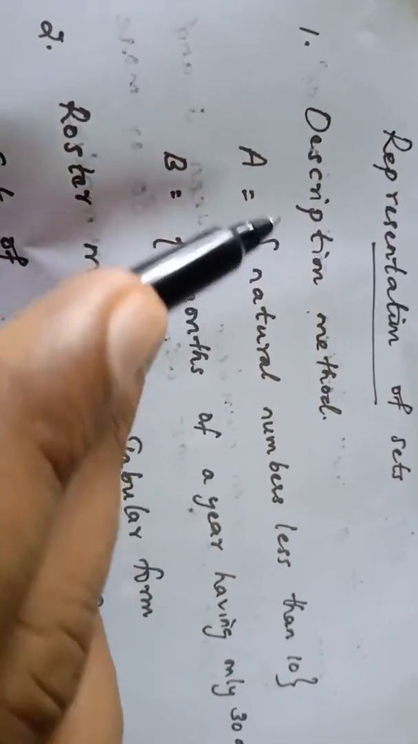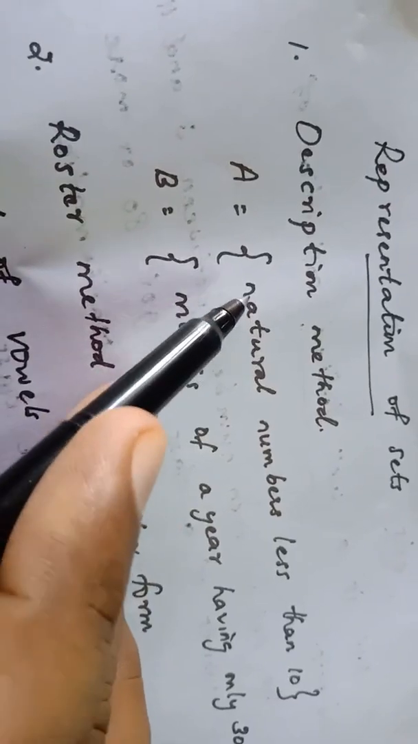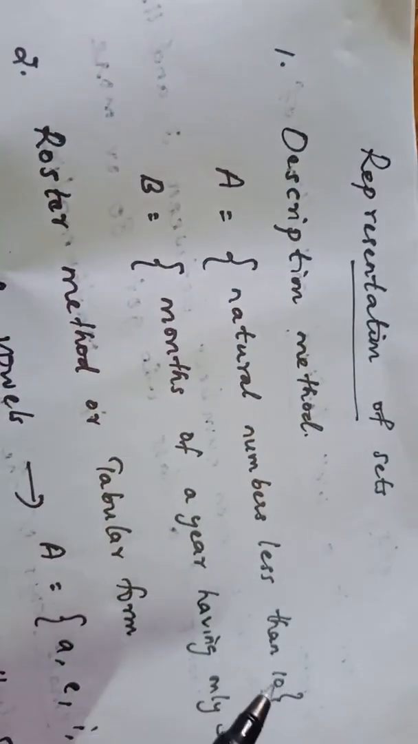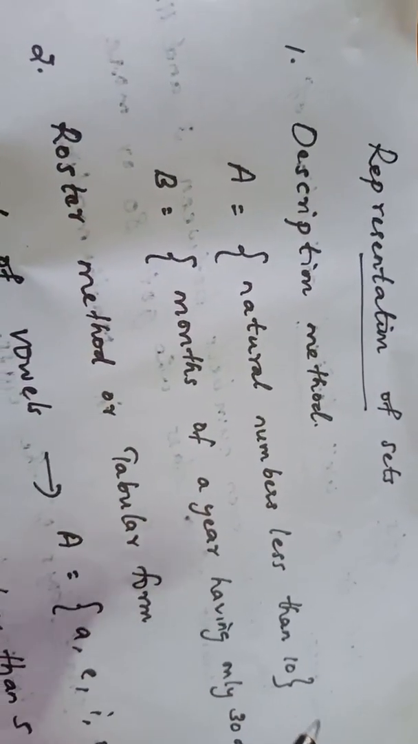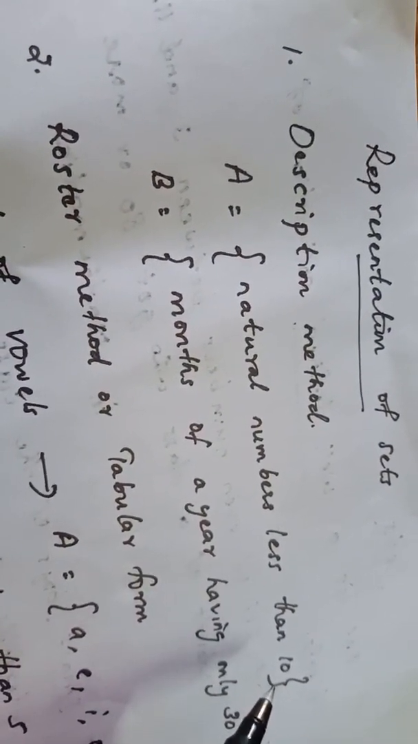So here for example, we have a set A and it is defined as natural numbers less than 10. So here the description about the set is given and that is put in curly brackets.